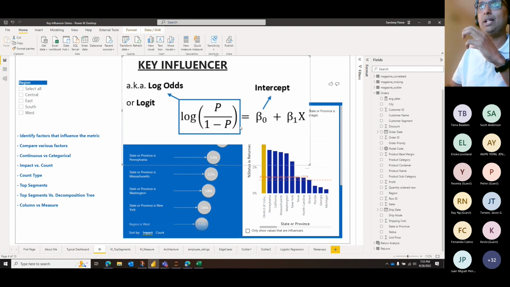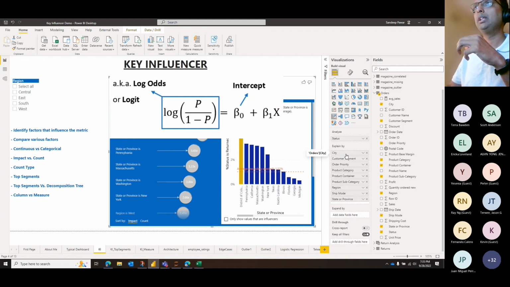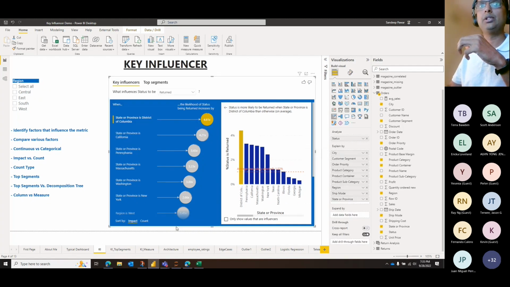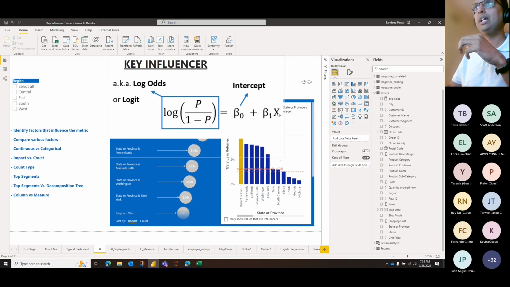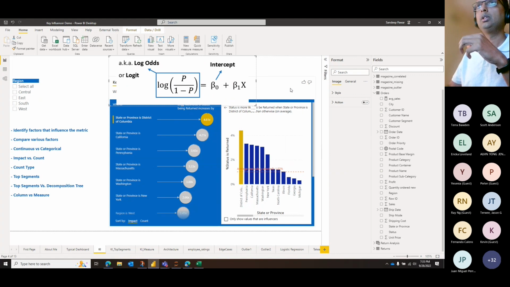So P divided by 1 minus P is equal to, in regression terms, it creates a regression, right? So it creates something multiplied by x, and this x in regression is all these variables that we have dropped into the Explain By bit. So imagine the x that I just talked about.